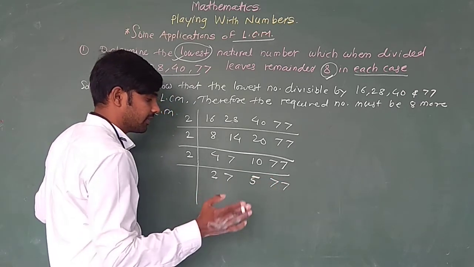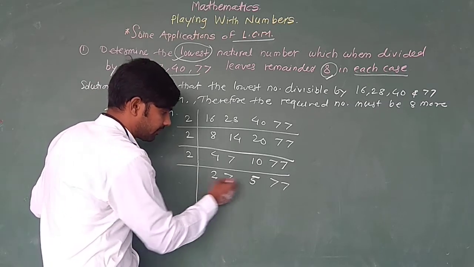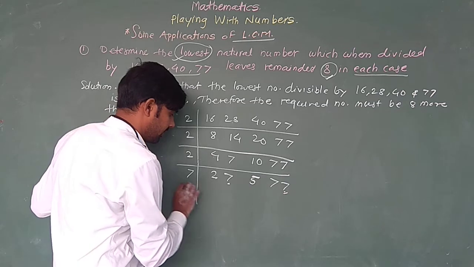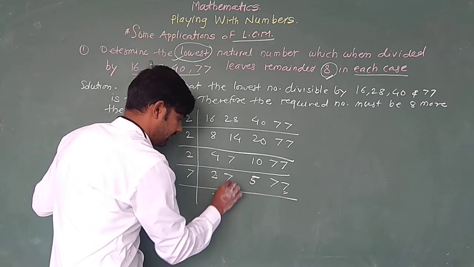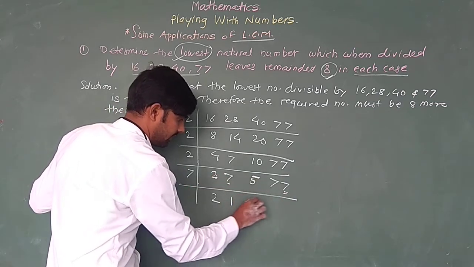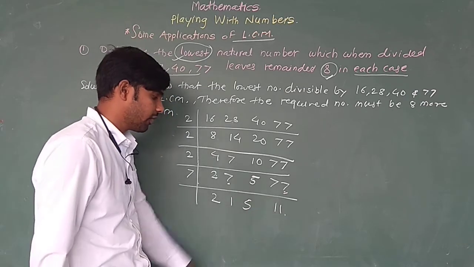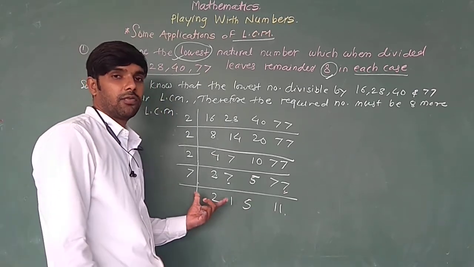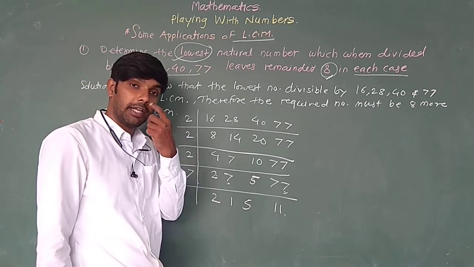Again, 2 and 5 are not divisible by any number, but 7 and 77 are. 7 twos are 14, 7 ones are 7, 5 as it is, and 11. So we stop here because these are the undivided numbers. Okay, we have seen how to find the LCM by the common division method.